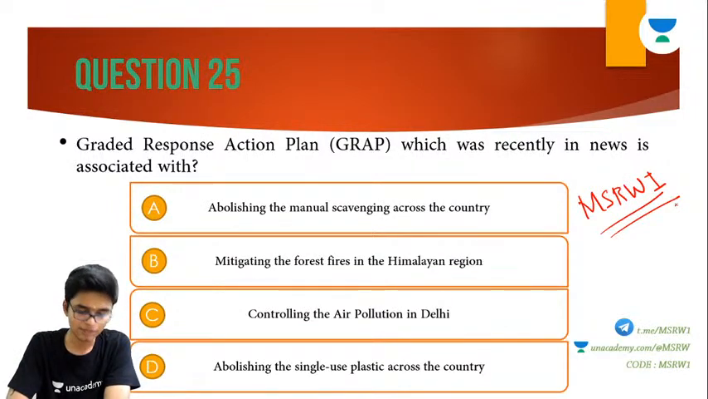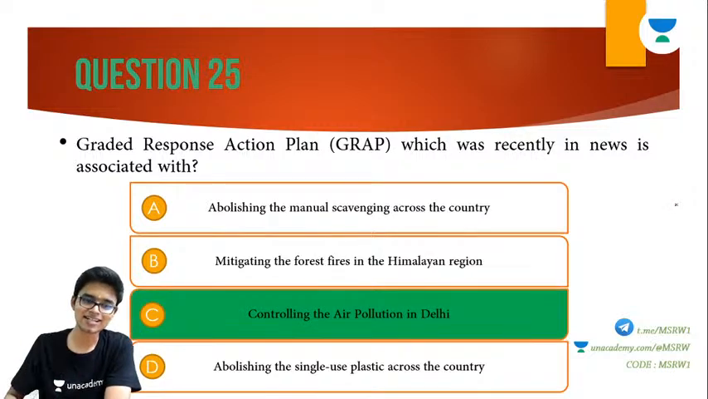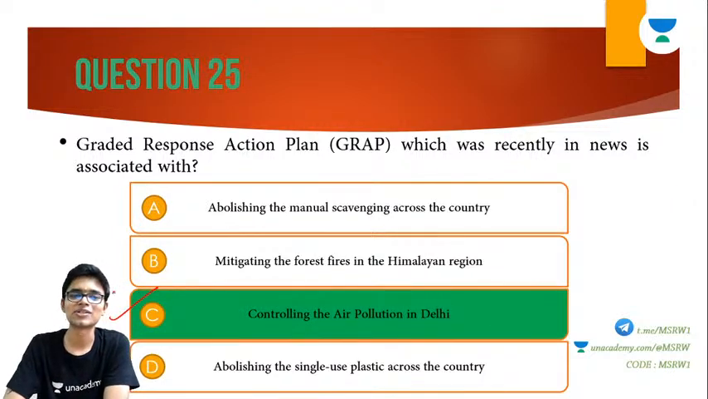So Seema is saying it is C, controlling air pollution in Delhi. All right, others. Prabhaika also saying C. So what is the answer? 25th question, the correct answer is indeed option C, controlling the air pollution in Delhi.